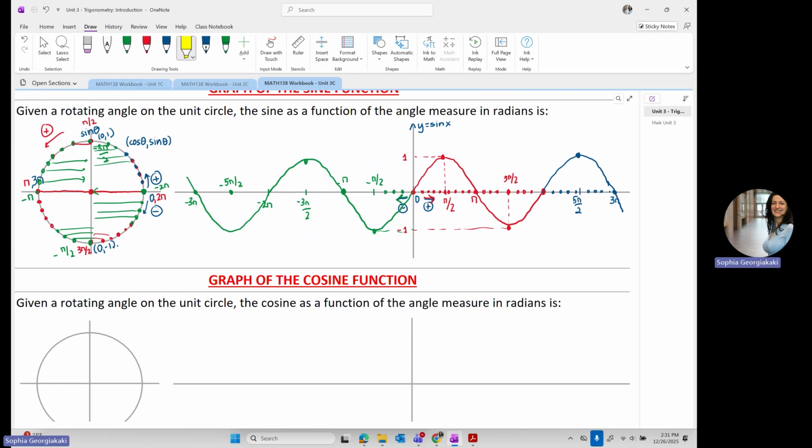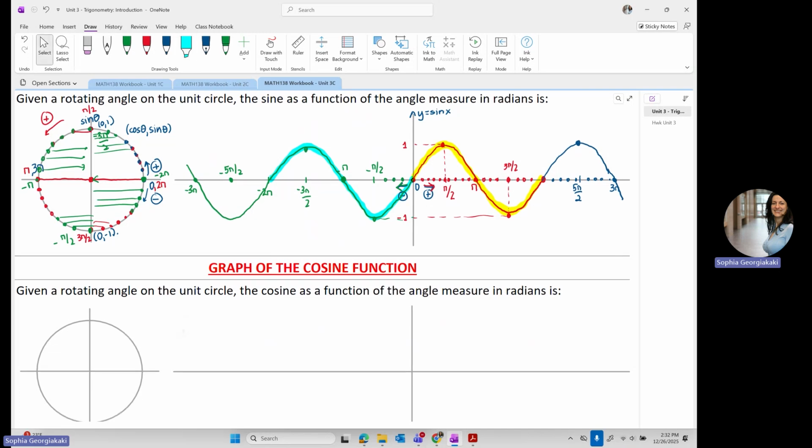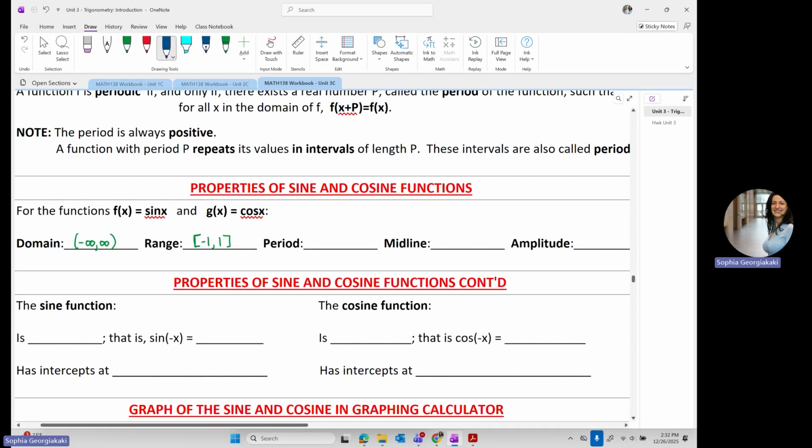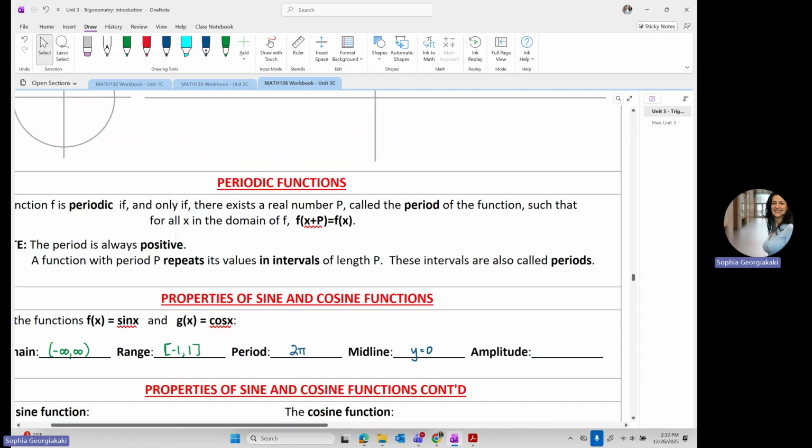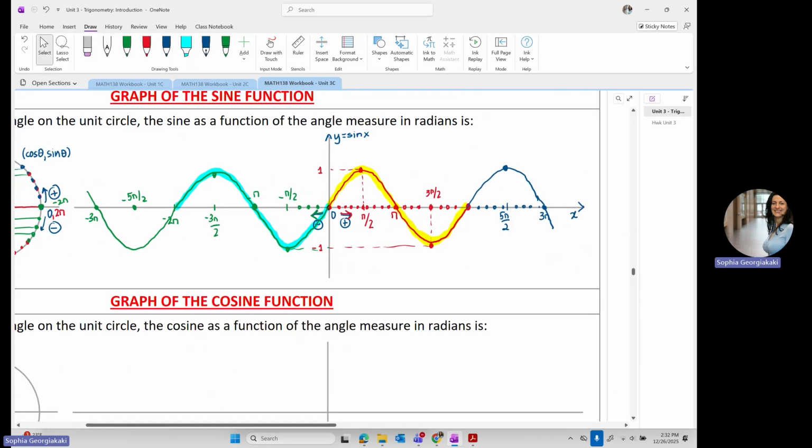So this first rotation from 0 to 2 pi is called one cycle of the graph. And then this cycle of the graph actually repeats itself exactly every 2 pi. So it repeated itself this way every 2 pi, and then it repeated again beyond the negative 2 pi, beyond the positive 2 pi, etc., for every 2 pi. So it had a period of 2 pi, and it had a midline of y equal to 0. Y equal to 0 is the horizontal axis, the x-axis.